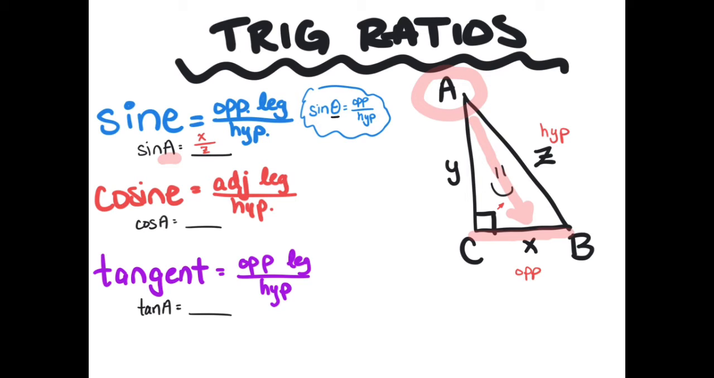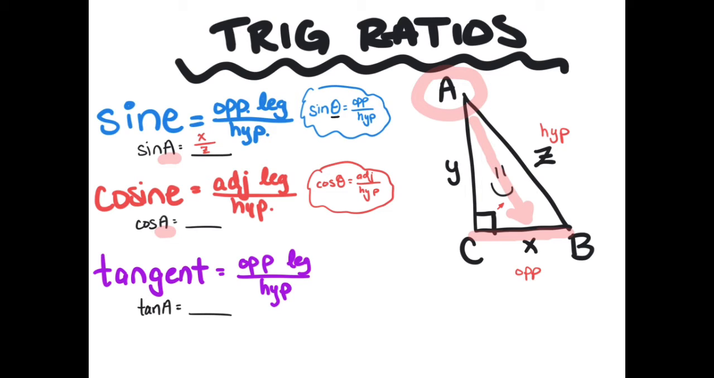So up next is cosine. If I talk about cosine, that ratio is the adjacent leg. That means cosine of some angle is equal to the adjacent leg to that angle over the hypotenuse. So if I look at my example, I need the adjacent leg to A. We're doing cosine of A.